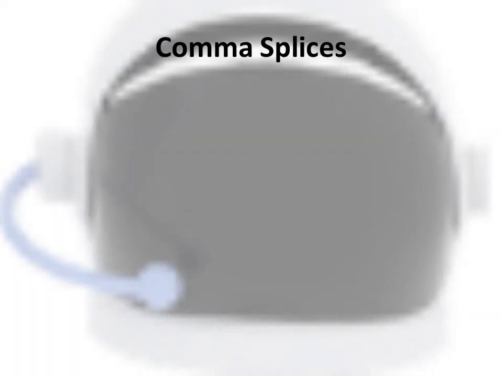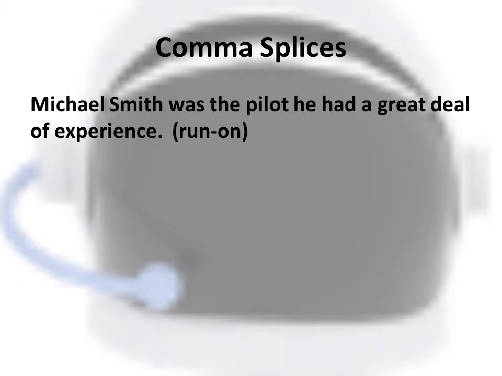Now we go to comma splices. A lot of people are confused by comma splices. Comma splices are just a type of run-on. So let's look at our run-on. Michael Smith was the pilot. He had a great deal of experience. We already know that this is bad. Teachers don't like it. Readers don't like it.